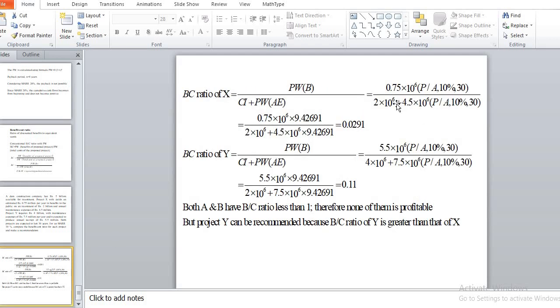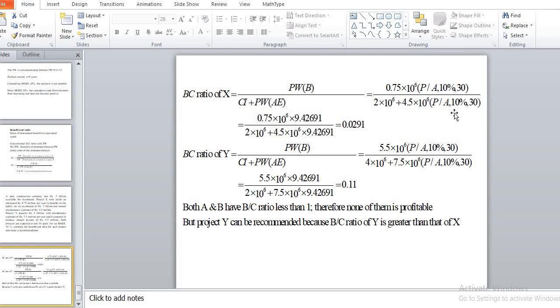So 2 into 10 raised to 6, plus the present worth of the annual expenses. The present worth of annual expenses is nothing but 4.5 million, so 4.5 into 10 raised to 6. Here it is a billion, so it should be 2 into 10 raised to 8 instead of 6, as the investment is 2 billion. Plus the 4.5 expenses in terms of million, so 4.5 into 10 raised to 6.